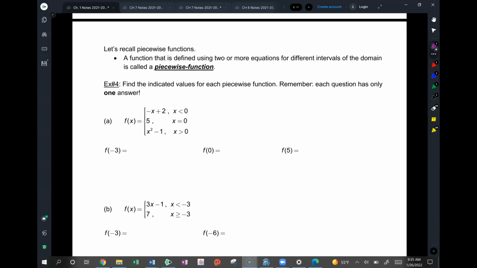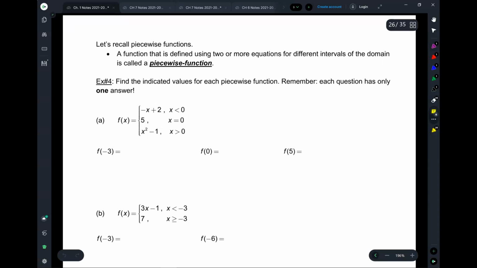I know some of this is a little bit of review to you. So a piecewise function is a function that's defined using two or more equations that are true on different intervals, right?